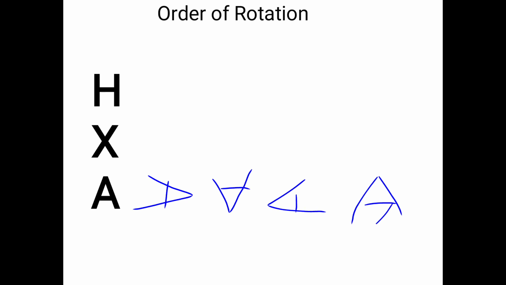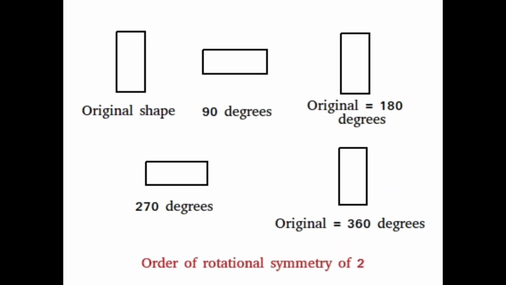And A. So A is like this, and the second, 90 degrees, is like this, and 180 is like this, and 270 is like this, and 360 is the original shape. So A has only one order of rotation. So I hope you all understood the order of rotation. So let us move to some shapes.